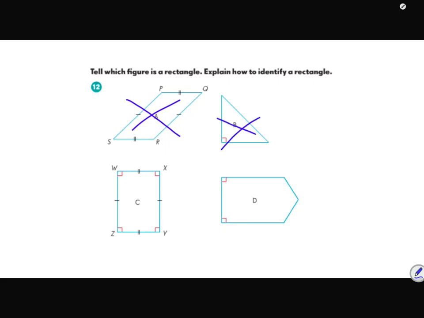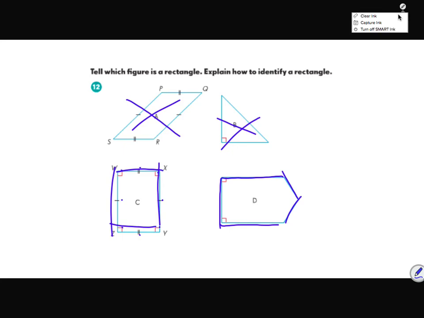It only has 3 sides. C is a rectangle because opposite sides are equal. I see 4 right angles, and I see 2 pairs of parallel lines. And D is not because there's 1, 2, 3, 4, 5. D is a pentagon because it has 5 sides.